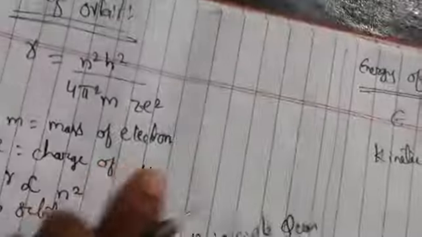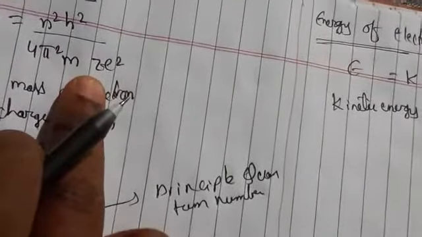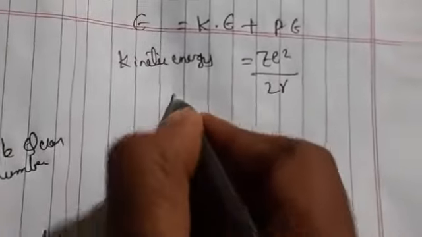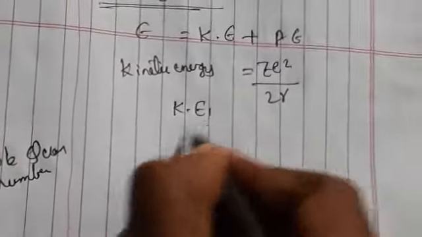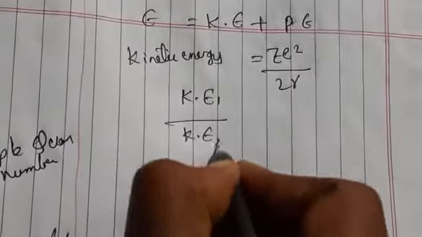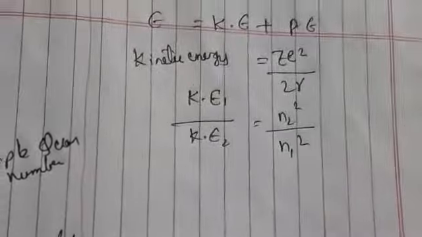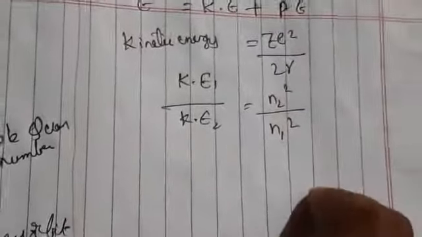N indicates the principal quantum number, and Z indicates the atomic number of the orbit. If you consider two orbits, then KE1 by KE2 is equal to n2 square by n1 square. Why? Because kinetic energy is inversely proportional to the principal quantum number.